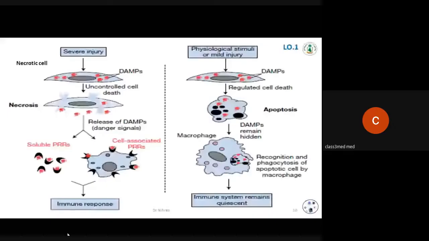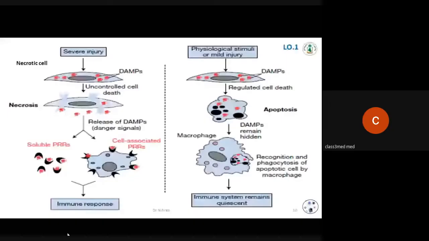War or any injury, any trauma, anything that causes some harmful effect to the cell, will lead to a necrotic process. In the case of a necrotic cell, the plasma membrane will be swollen and rupture.